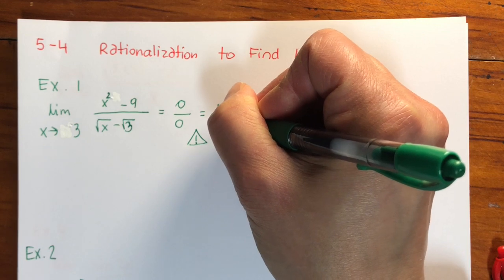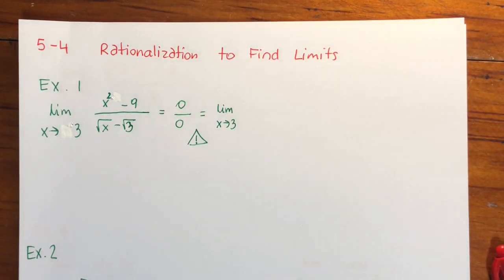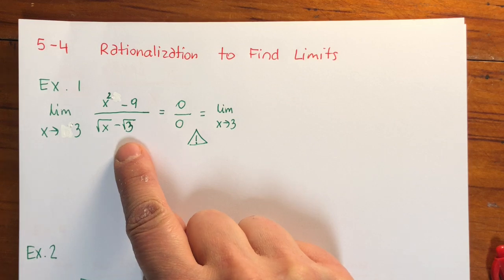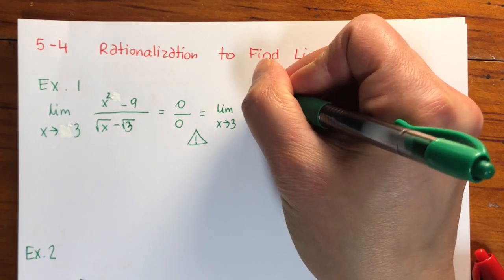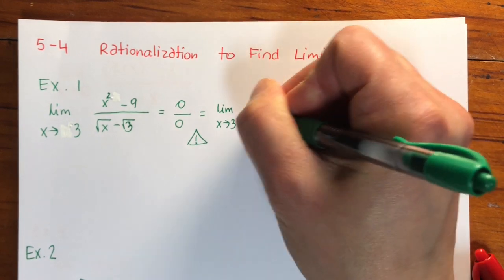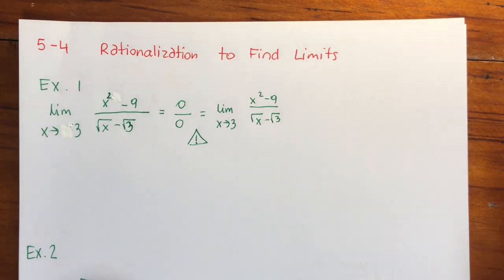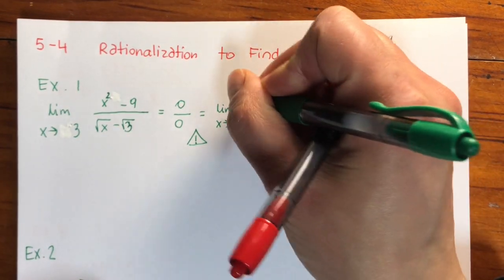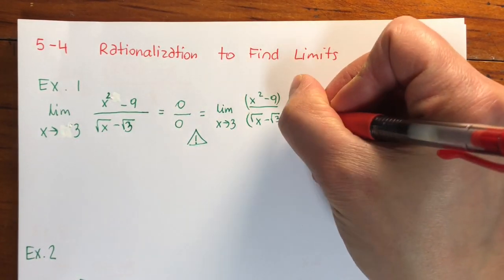So because we see the radicals, what we can try is to multiply by a conjugate. So we will multiply by the conjugate of square root of x minus square root of 3, and then we can hope for the best. So x squared minus 9 divided by square root of x minus square root of 3. And what I am going to do is put those in parentheses, and I am going to multiply by exactly the same thing that I have here.